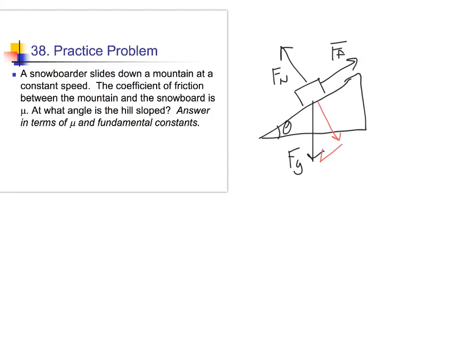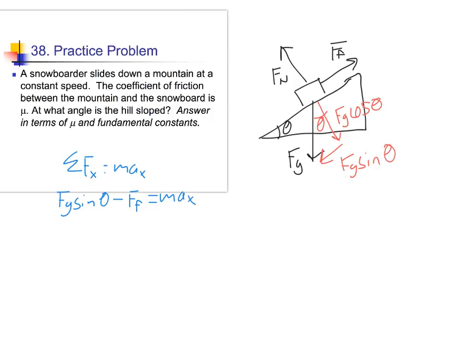Break gravity into my x and y components as always, so my y is Fg cosine of theta, and my x is Fg sine of theta. And I'll go ahead and set up max and may. So in the x direction, we're going to have Fg sine of theta minus the force of friction equals max. And in the y direction, we're going to have Fn minus Fg cosine of theta equals may.